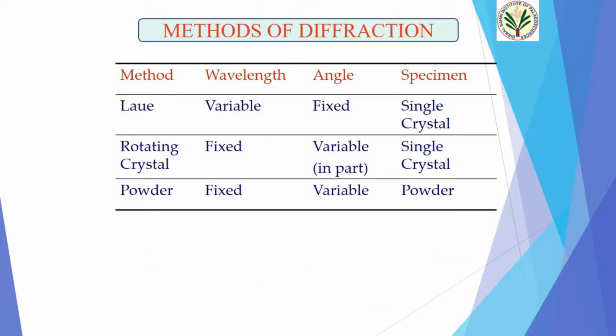There are different methods of diffraction which depend upon various factors, whether the wavelength is fixed or variable. So, Laue gives the method in which the wavelength is variable and the angle is fixed. Generally we use it for single crystals. And in methods such as the powder method, which we generally use for our mineralogy purposes, the wavelength is fixed and the angle is variable. The specimen should be powder.